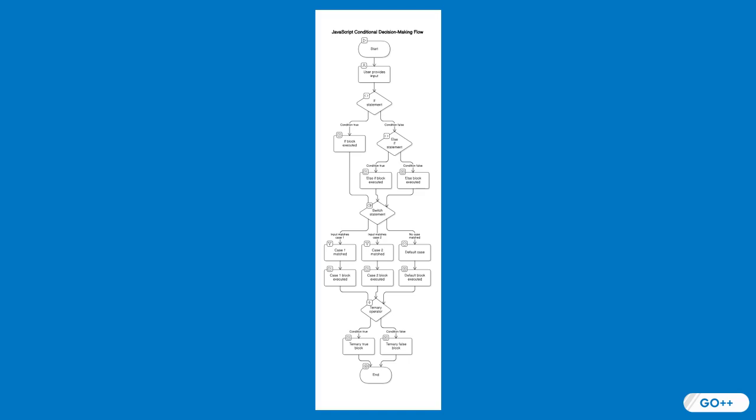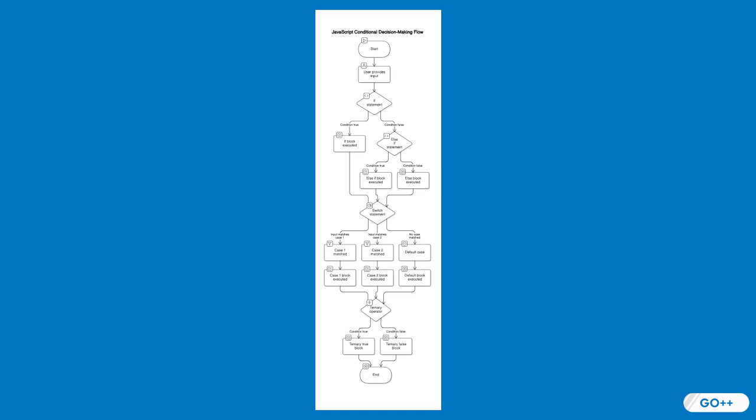Else if allows for multiple conditions to be tested in sequence. For instance, if a user is logged in, you might want to check next if they have admin privileges. The else statement acts as a fallback, executing a block of code if all previous conditions are false.